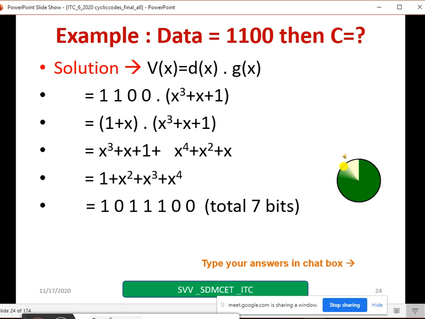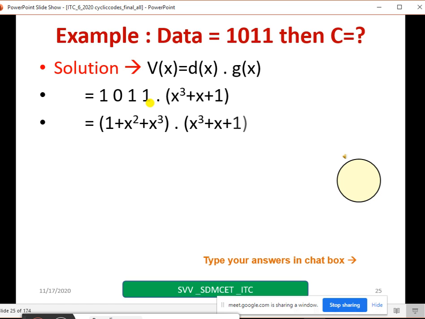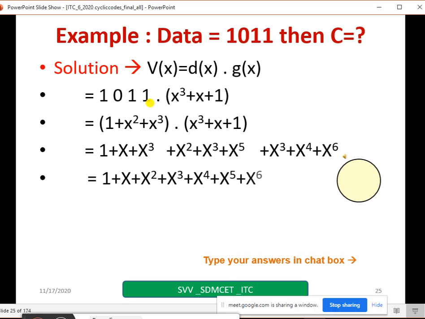Let me show you the answer for the next. 1011 into x cube plus x plus 1. 1 plus x square plus x cube into x cube plus x plus 1. And 1 plus x cube, I will reverse it. Then I will just multiply and rewrite. And if both x cube terms are there, I will cancel. If 3 are there, 1 x cube will remain. This is the answer I got. So this is 1 1 1 1 1 1 1 I got, and compare your answer.